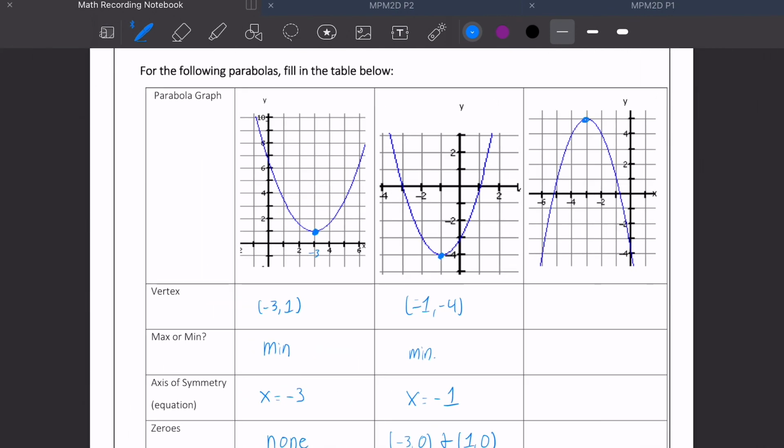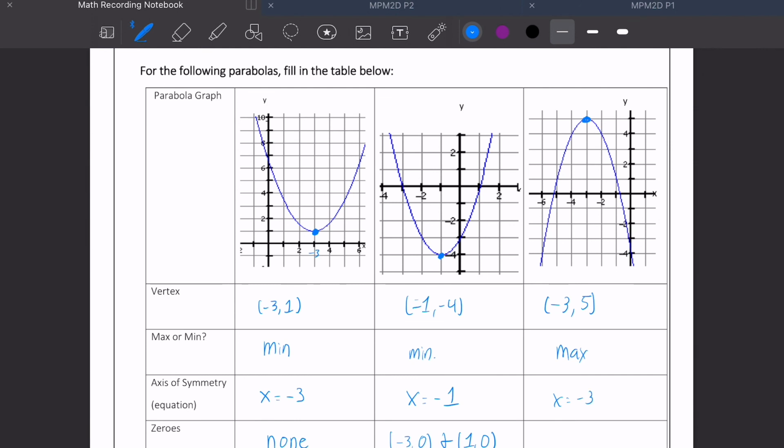We're going to do the same thing with this one. Our lovely vertex is up in the sky. And that looks to be about 5 on the y-axis, and -3 on the x-axis. So we get (-3, 5). Everything is going down and away, so this is going to be our max. Looking for our axis of symmetry, remember, it's always going to be the x value of our vertex. So that means x equals -3.